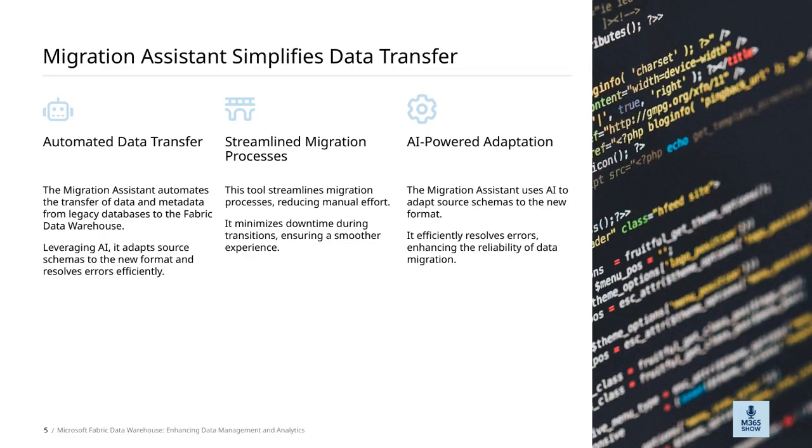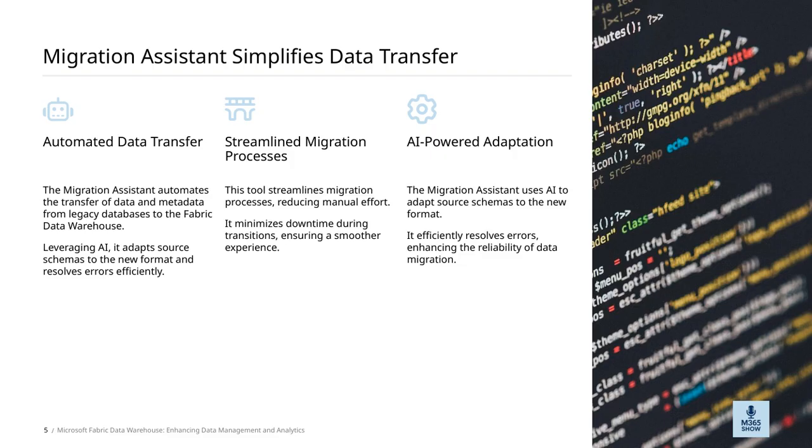Now, let's take a closer look at how the Migration Assistant simplifies the data transfer process. One of its key features is the use of AI to adapt source schemas to the new format seamlessly. This means it can automatically understand and reconfigure data structures, reducing the need for manual adjustments. Additionally, it efficiently resolves any errors that might occur during migration, which significantly improves the reliability of the entire process. This adaptability and error handling are crucial for ensuring data integrity and a smooth transition.